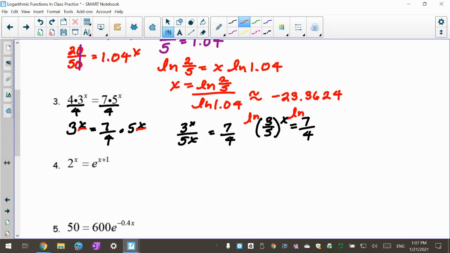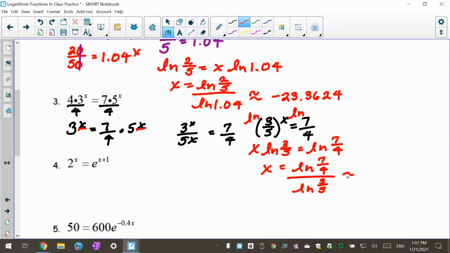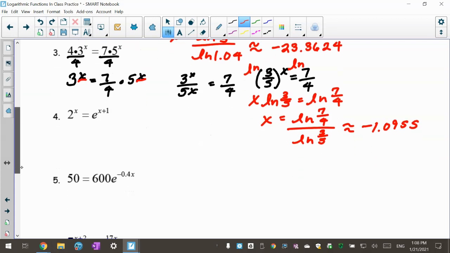So I've got the natural log on both sides. I have x natural log of 3/5, using my log rule, equals the natural log of 7/4. It's hooked by multiplication, so x equals the natural log of 7/4 divided by the natural log of 3/5. And when I put that in my calculator, I get negative 1.0955. So I hope this is starting to get easier for you. There are different ways to do things, and I'm just going to show you one of them.